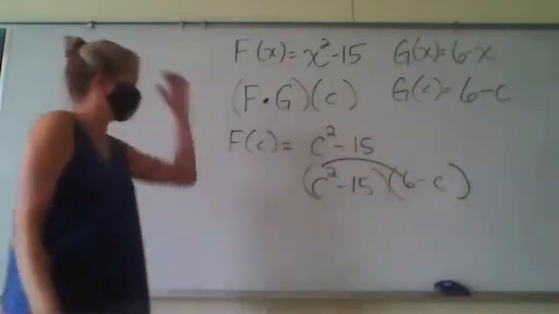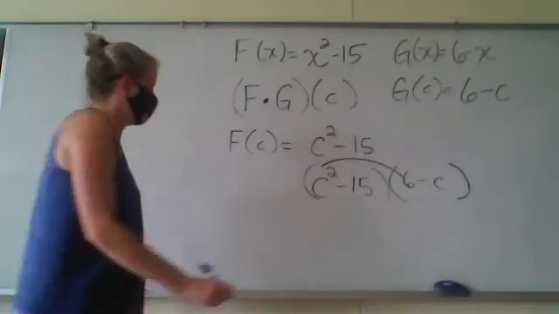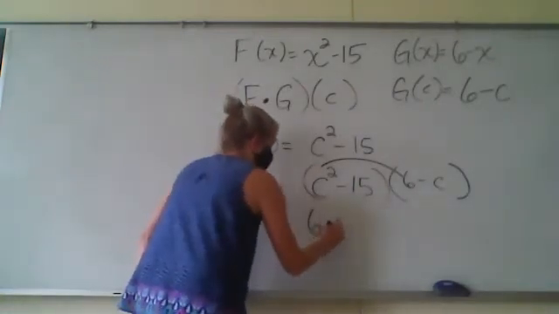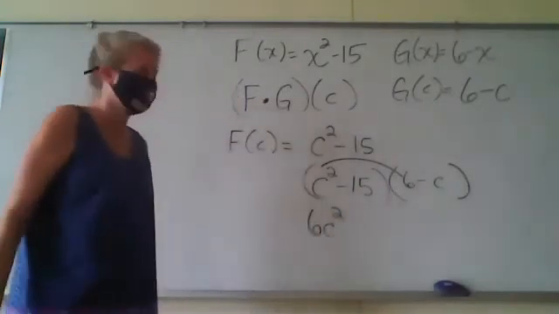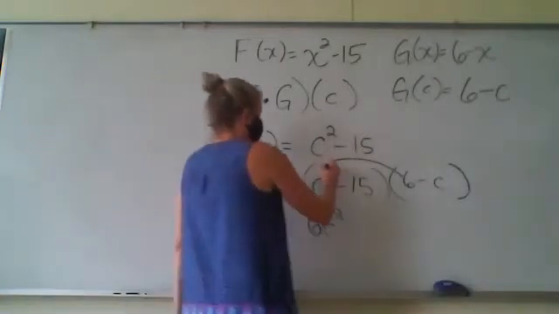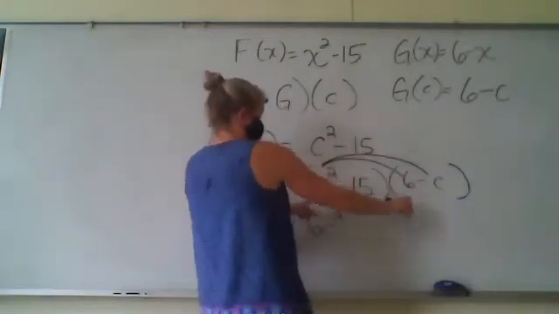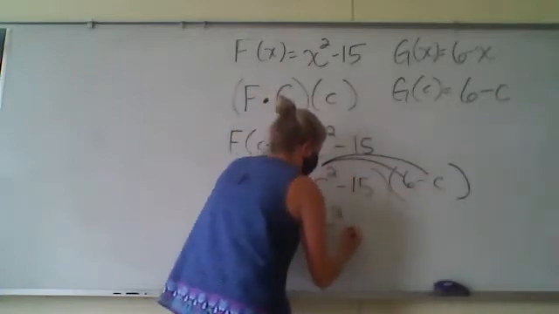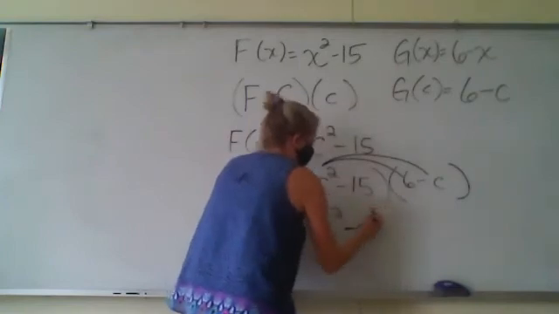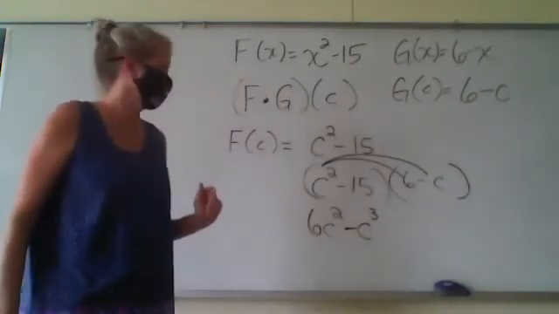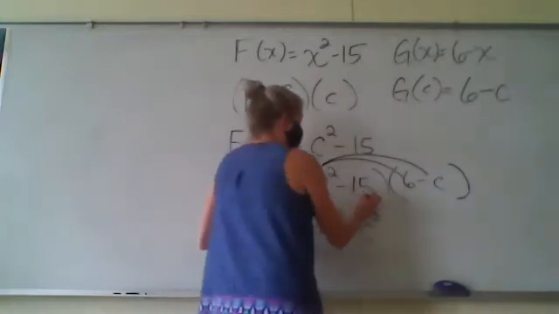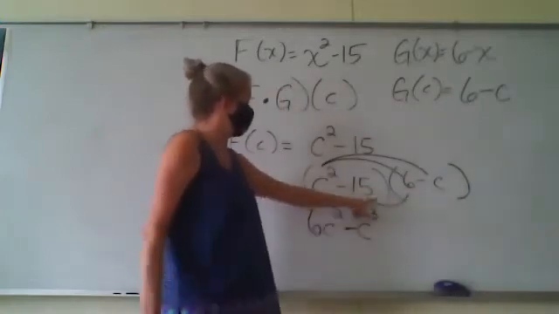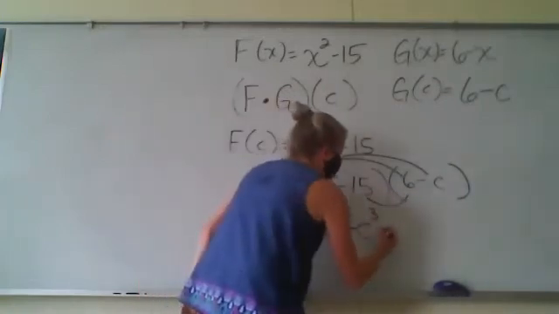So here I have c squared times 6, which just gives me 6c squared. My outer, c squared times -c. Be careful with your sign. You have a positive times a negative, which is going to give me -c to the third power. In my inner, -15 times 6 gives me -90.